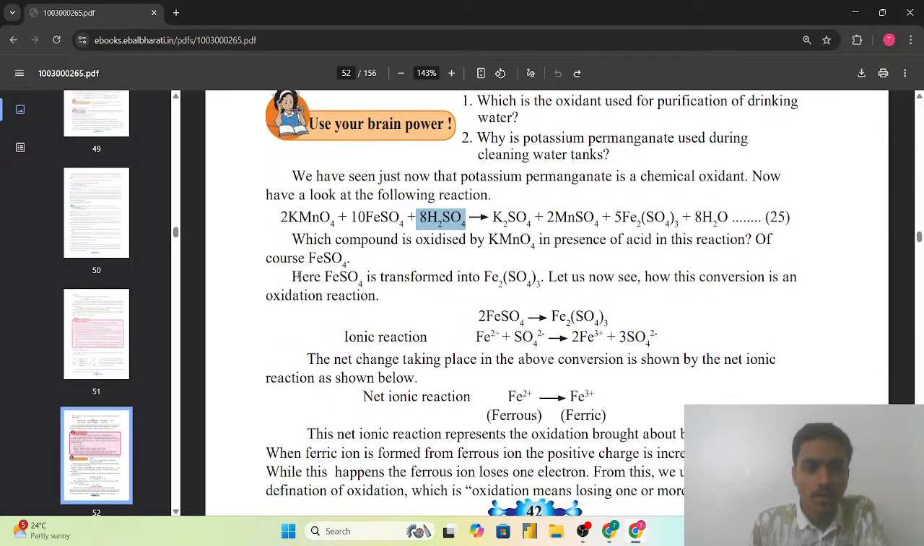So here FeSO4 is transformed into Fe2(SO4)3. Let us now see how this conversion is an oxidation reaction. तो यहाँ पर इन्होंने तो बोल दिया कि KMnO4 in the presence of acid, that is the H2SO4, FeSO4 is oxidized. लेकिन कैसे ऑक्सीडाइज हुआ है तो उसके बारे में हम देखते हैं. FeSO4 leads to formation of Fe2(SO4)3.